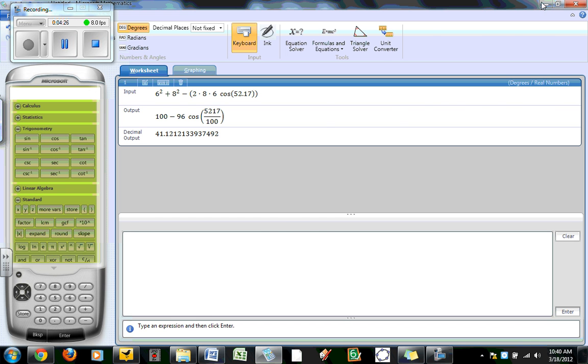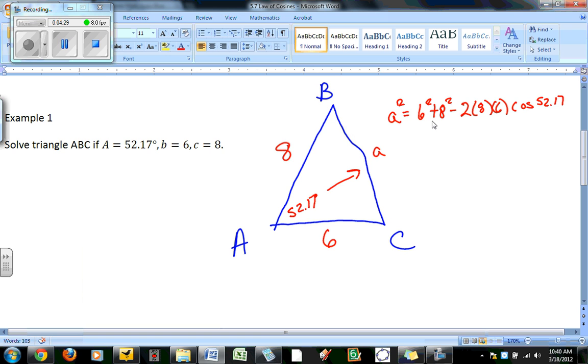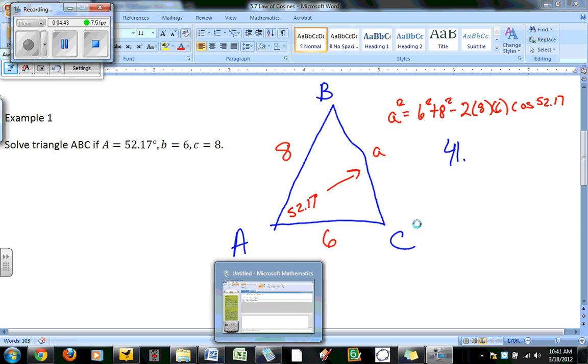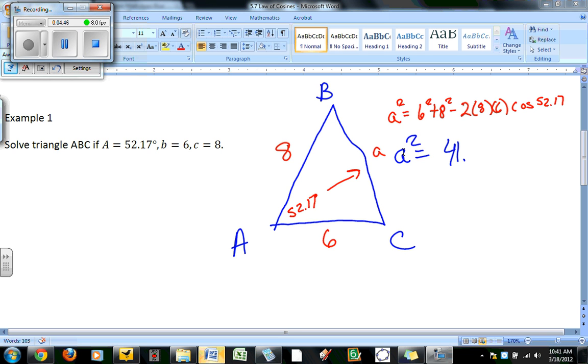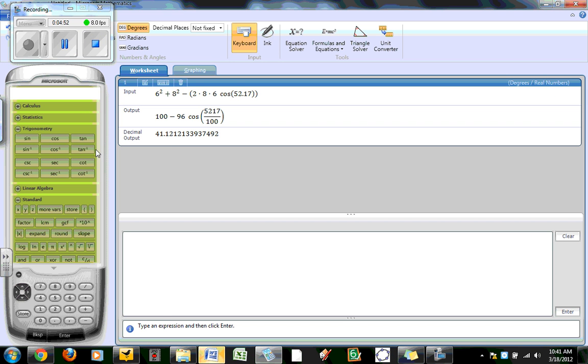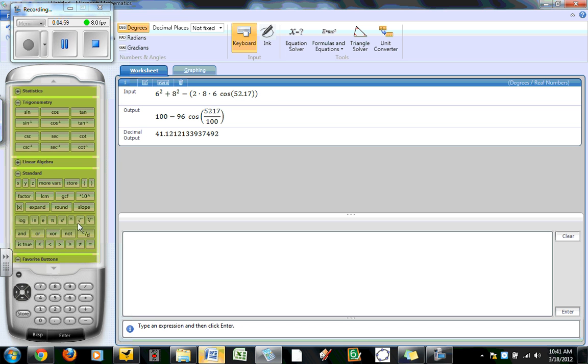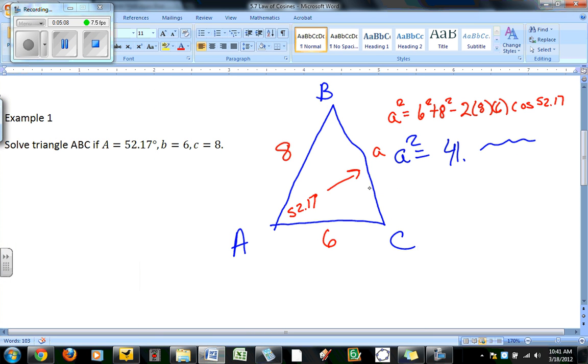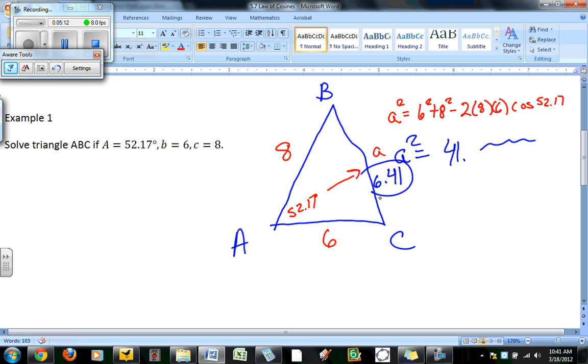But notice that the equation says a squared equals that. So what we figured out is that all of this stuff is 41 point something, and in order to answer, we're going to have to take the square root, because we still have a squared equals 41 point something. So I'm going to take the square root of this number right here on my calculator, and my side length is 6.41. That's the side length a.